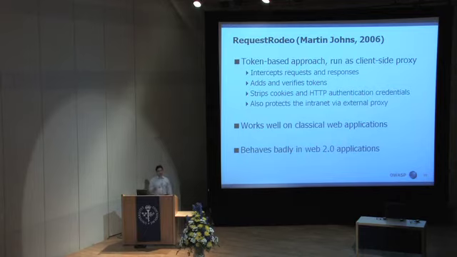So this is work presented at OWASP 2006 by Martin Johns. It's actually initiating a token-based approach, but running it as a client-side proxy. So the client is actually under control of the token-based approach. What does it do? It intercepts requests and responses. It actually verifies whether the responses include the tokens, and if not, the countermeasure is to strip cookies and to strip HTTP authentication credentials from the request.